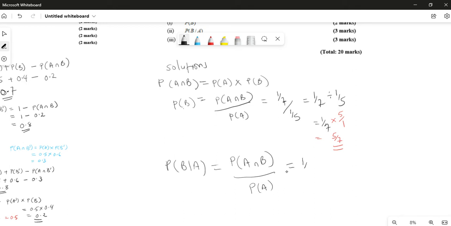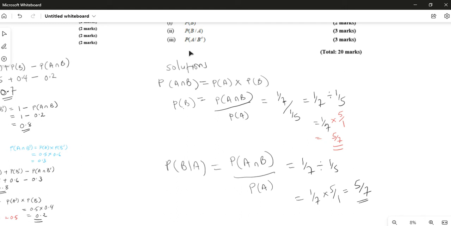So we calculated this already, right? It's 1 over 7 divided by 1 over 5, which is 1 over 7 times 5 over 1. So again, our answer still stays the same: 5 over 7.